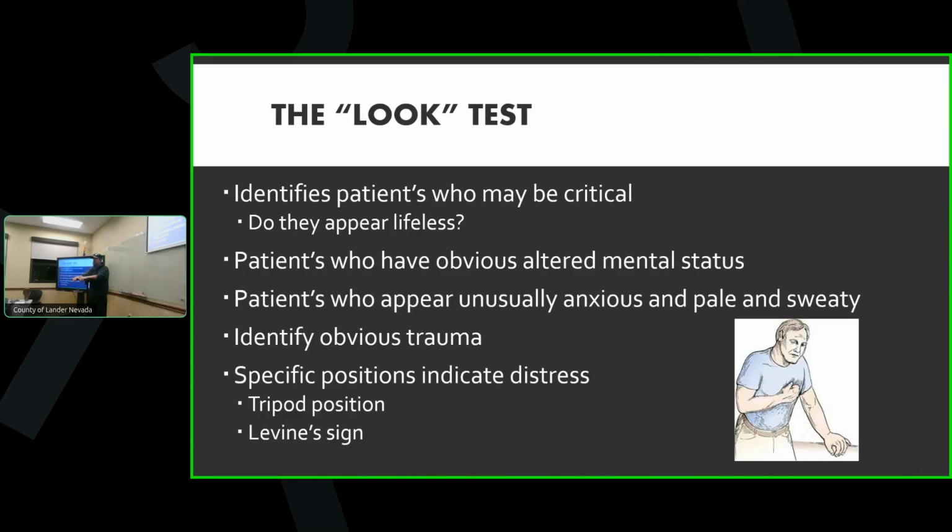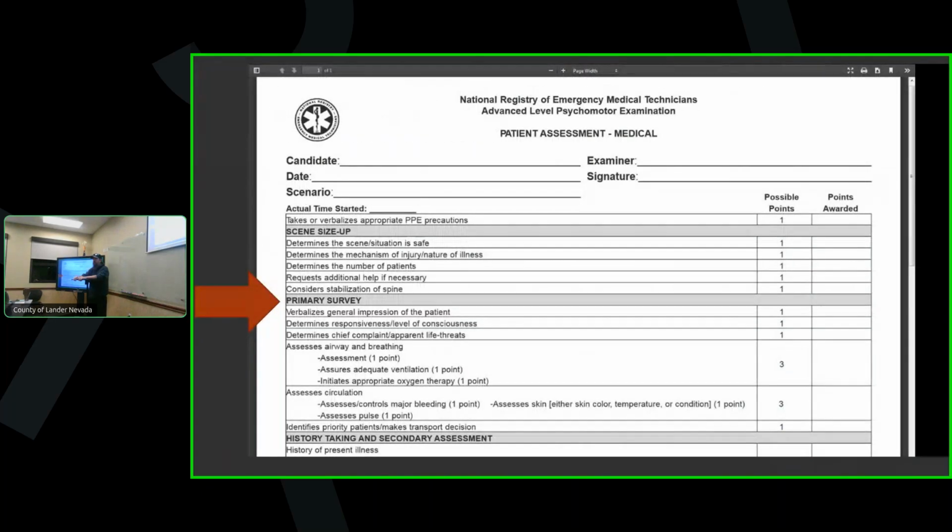And then we're going to identify any obvious trauma. So any major bleeding, we're going to stop. If you look at the patient and you see a big pool of blood, the first thing you do is stop that bleeding. That's part of identifying obvious trauma or your apparent life threats. Major bleeding falls under apparent life threats.